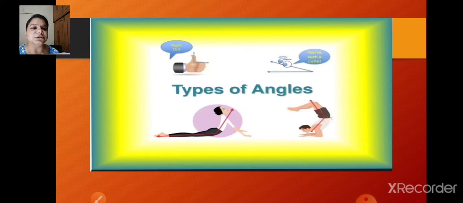I hope students you must remember what an angle is. Angle is an inclination. Okay. When two rays start from the same point, they must be inclined at some angle. So that measure of inclination is called the measure of the angle. Okay. So here you can see there are different types of angles. So we will discuss these angles now.